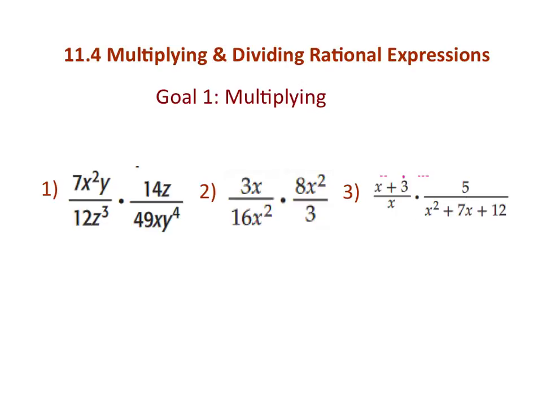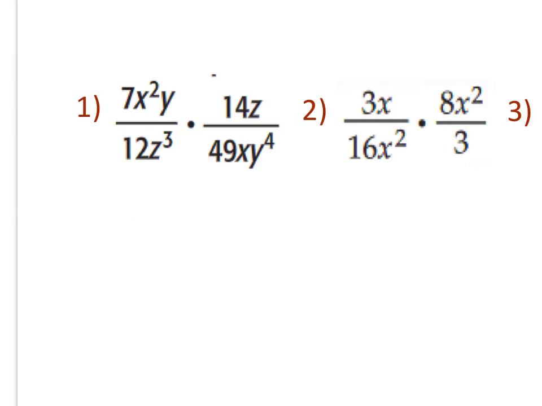11.4, multiplying and dividing rational expressions. Our first goal is to multiply. So let's take a look here at number 1. I have 7x squared y over 12z cubed times 14z over 49xy to the fourth. Let's look at canceling out any cross products.